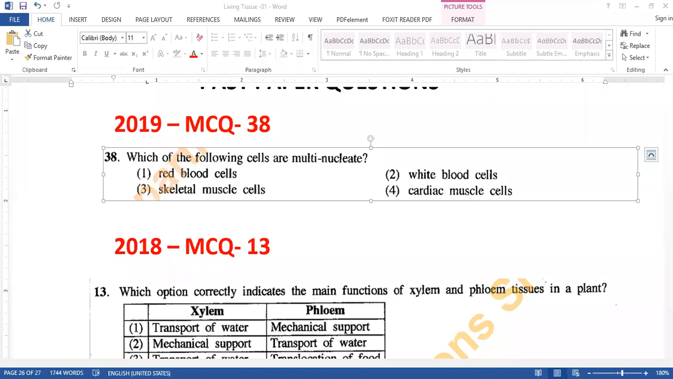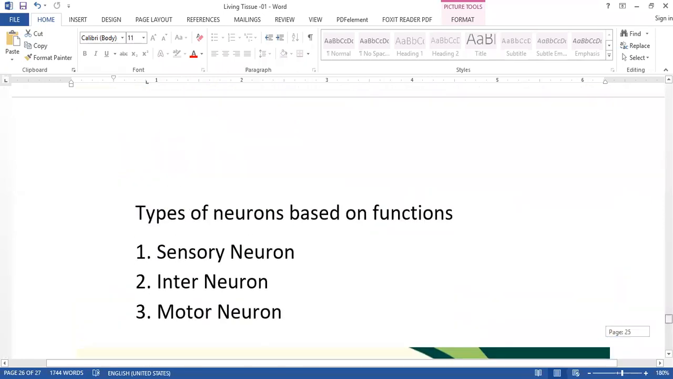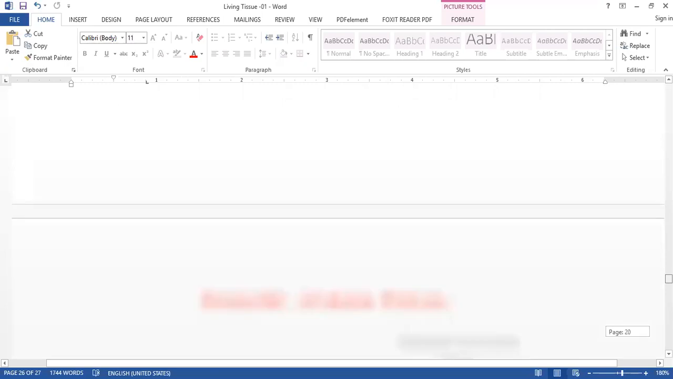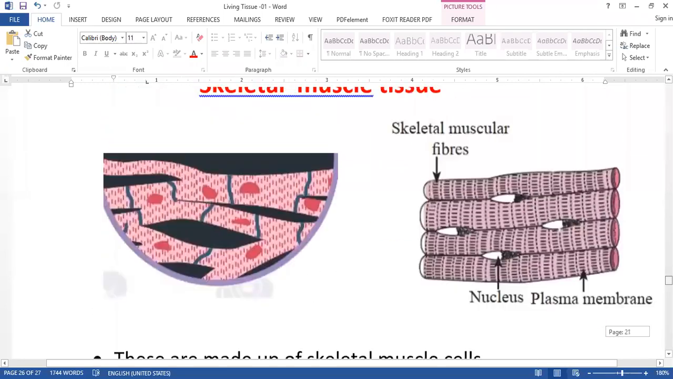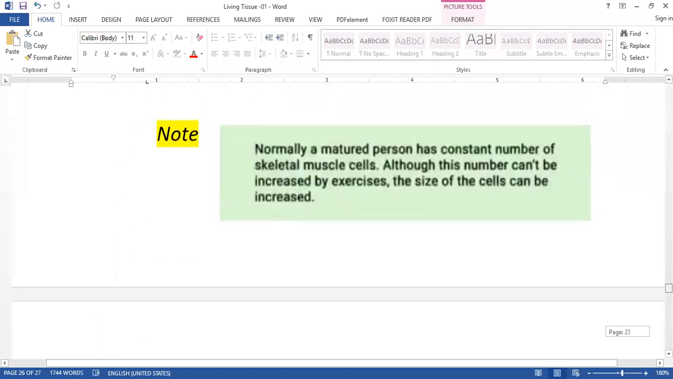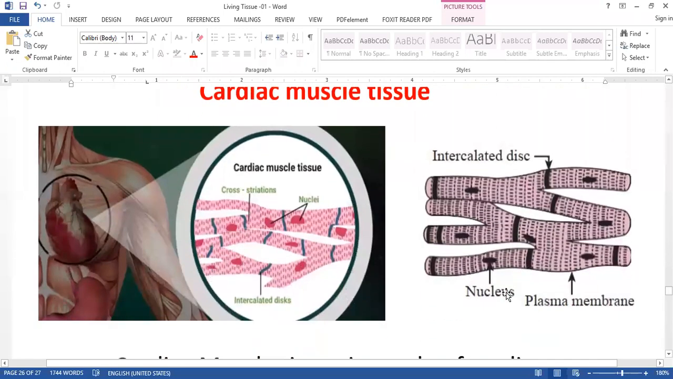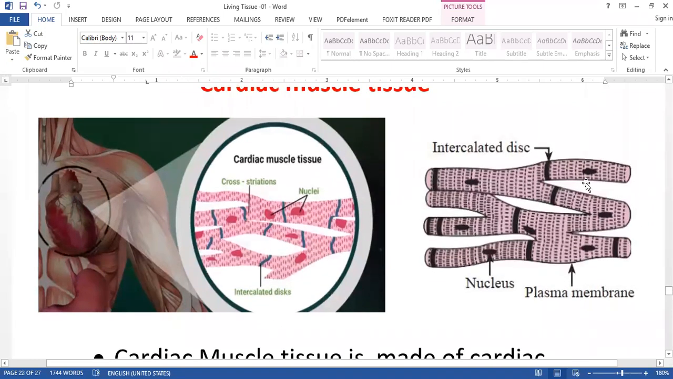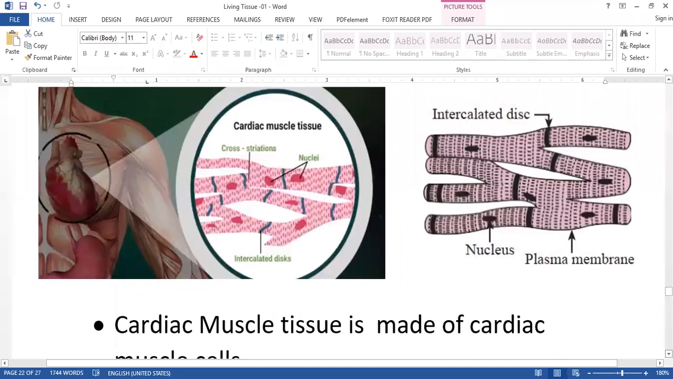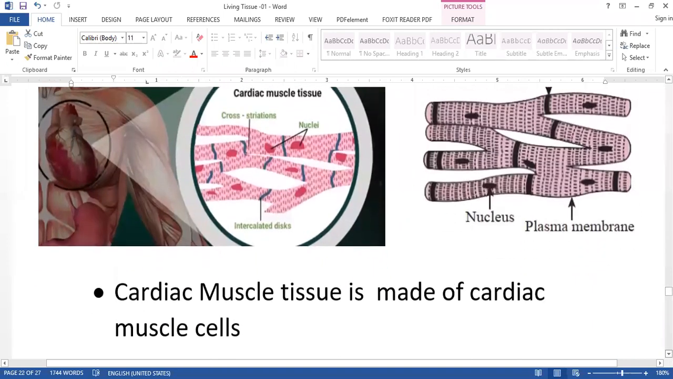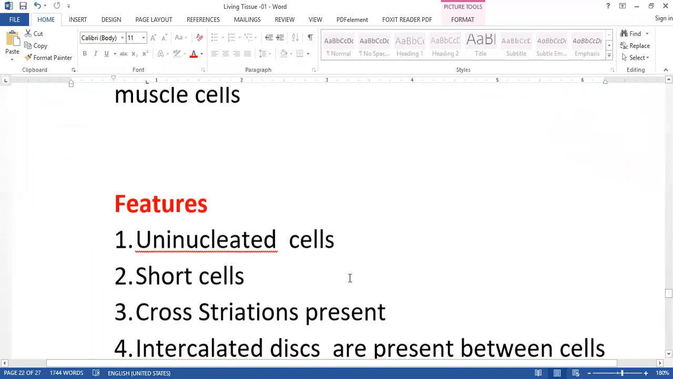I can show that. If you look at this picture, the smooth muscle cell is also a uninucleated cell. Here you can see the cardiac muscle cell. Every cell contains a single nucleus. These are the intercalated discs. And every cell contains a single nucleus, so it can be called a uninucleated cell.